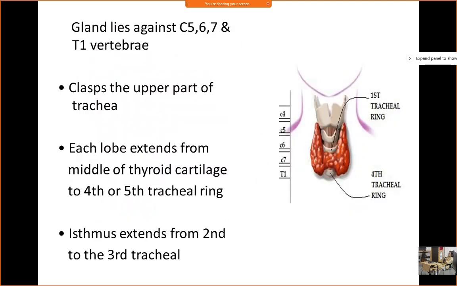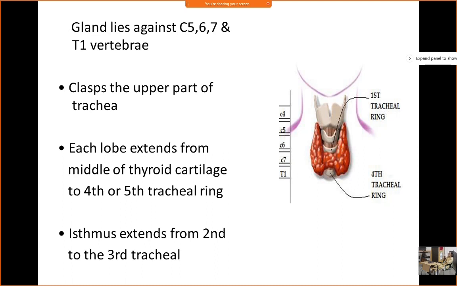Now, where is the exact location of the thyroid gland? It lies against the C5, C6, C7 and T1 vertebrae. It clasps the upper part of the trachea, so it engulfs the upper portion of the trachea. It is situated anterior to the trachea. The trachea is situated anterior to the vertebrae, and the thyroid is anterior to the trachea.